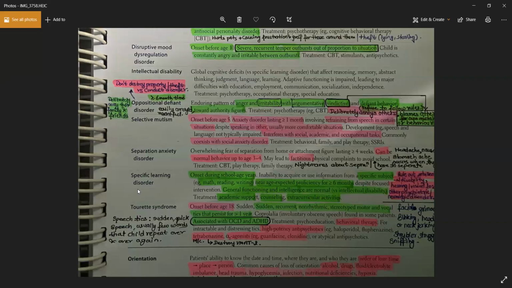Generally, all the functioning and the intelligence of the patient must be normal, which is not the case with the intellectual disability. You need to rule out the intellectual disability. You need to rule out any hearing disorder, vision loss, or any other psychiatric disorder before diagnosing the patient with the specific learning disorder. You need to make sure that the patient is not deaf, not blind, and can see properly.